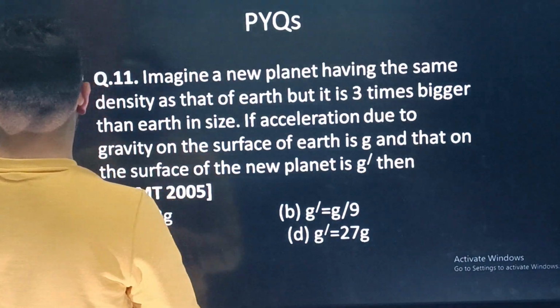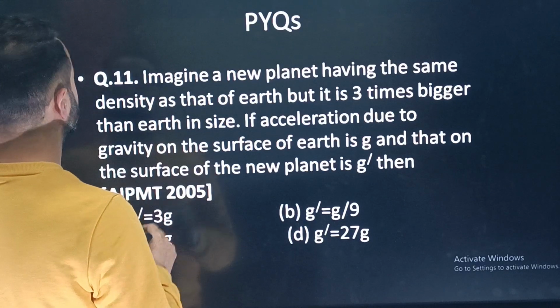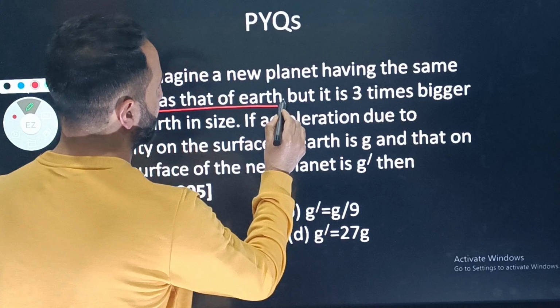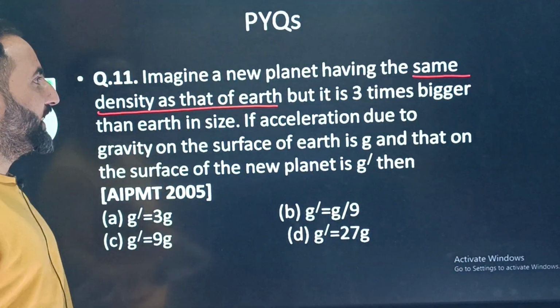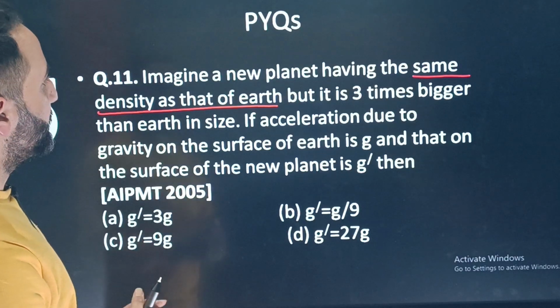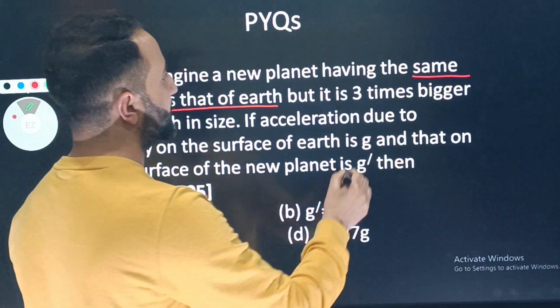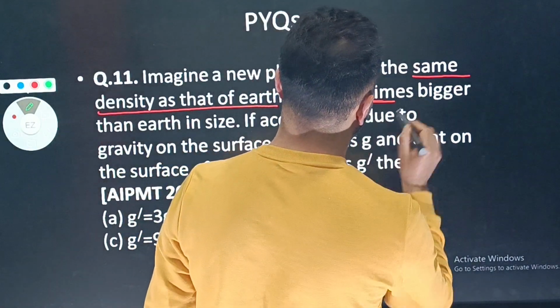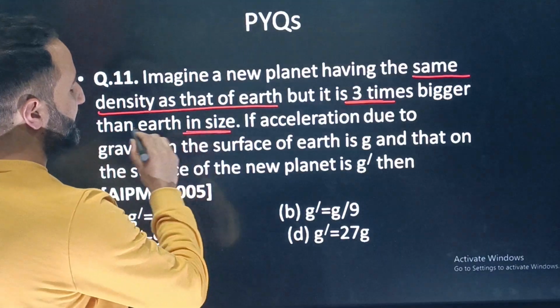What is given to you is that the density is the same, okay. So the same density as that of the Earth. There are two planets, one Earth, another some new planet. Their density is the same, but it is 3 times bigger than the Earth in size. That means its radius is 3 times bigger.